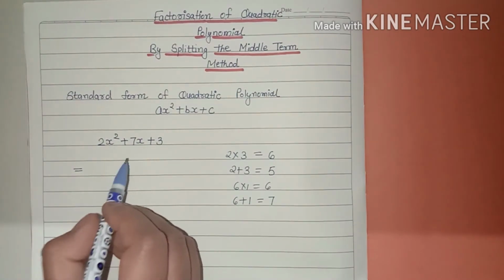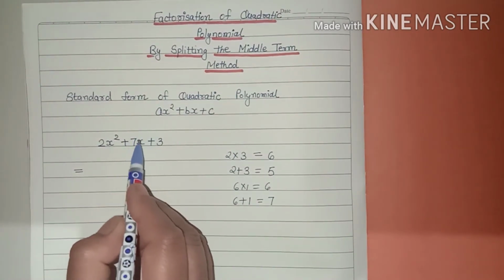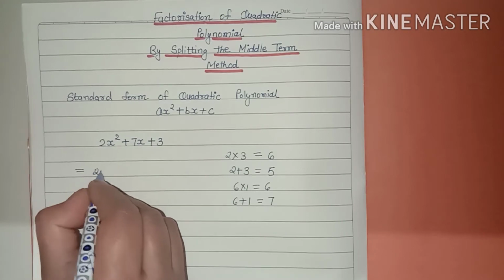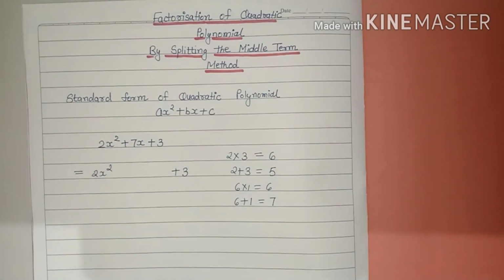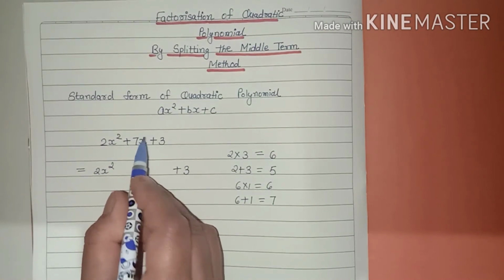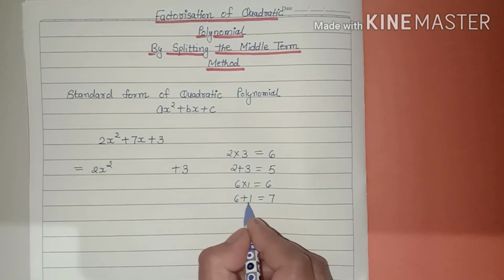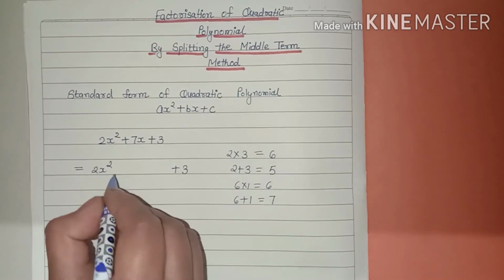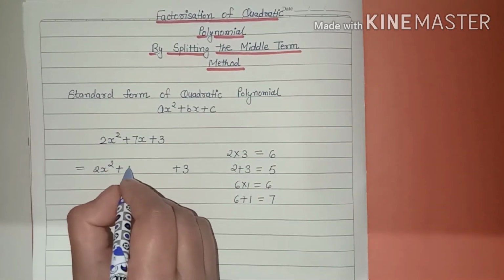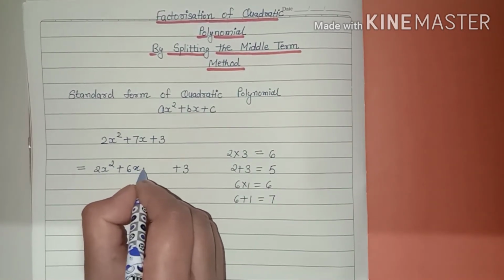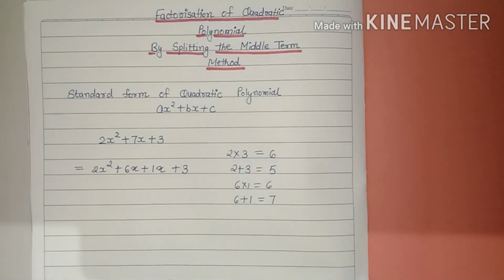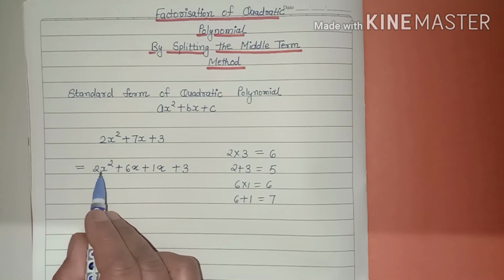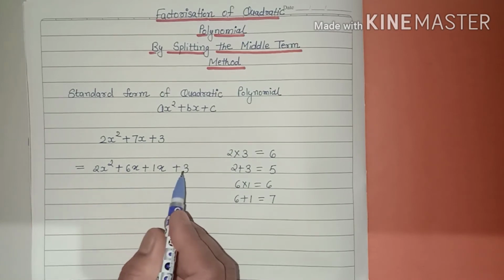Since we are splitting the middle term, we will write the first term and last term as it is. And this middle term contains x, so we will write these two numbers with x. It means the first breaking part will be 6x and the second breaking part will be 1x. So now we have four terms: first term, second term, third term and fourth term.